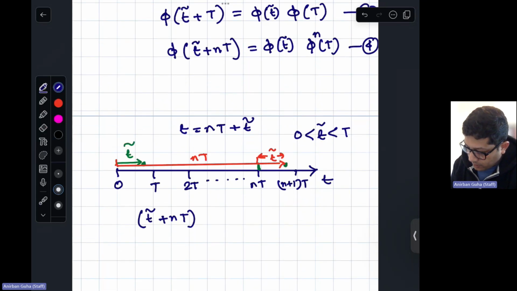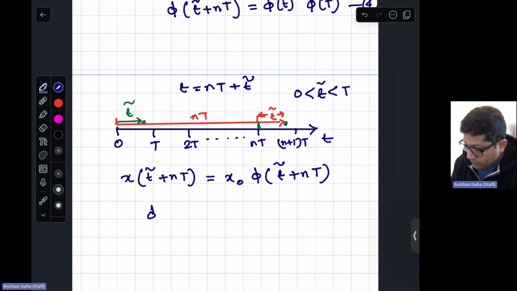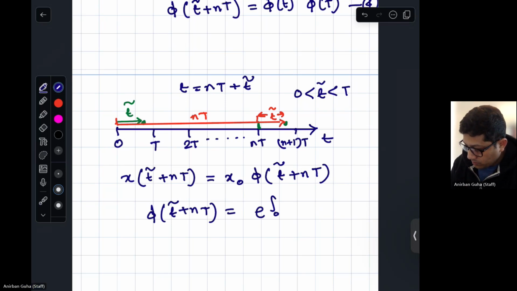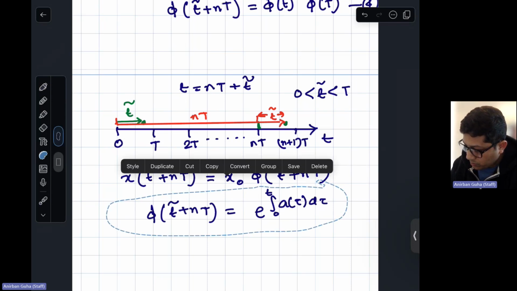What is x of t tilde plus nT? It is x of 0 times phi of t tilde plus nT, right? Now, what is phi of t tilde plus nT? It is the exponential of the integral from 0 to whatever the full time is, which is t tilde plus nT, of a(tau) d tau. Now we do not really worry about this right now. Okay, let's remove it for now. I'm just putting it just to show.